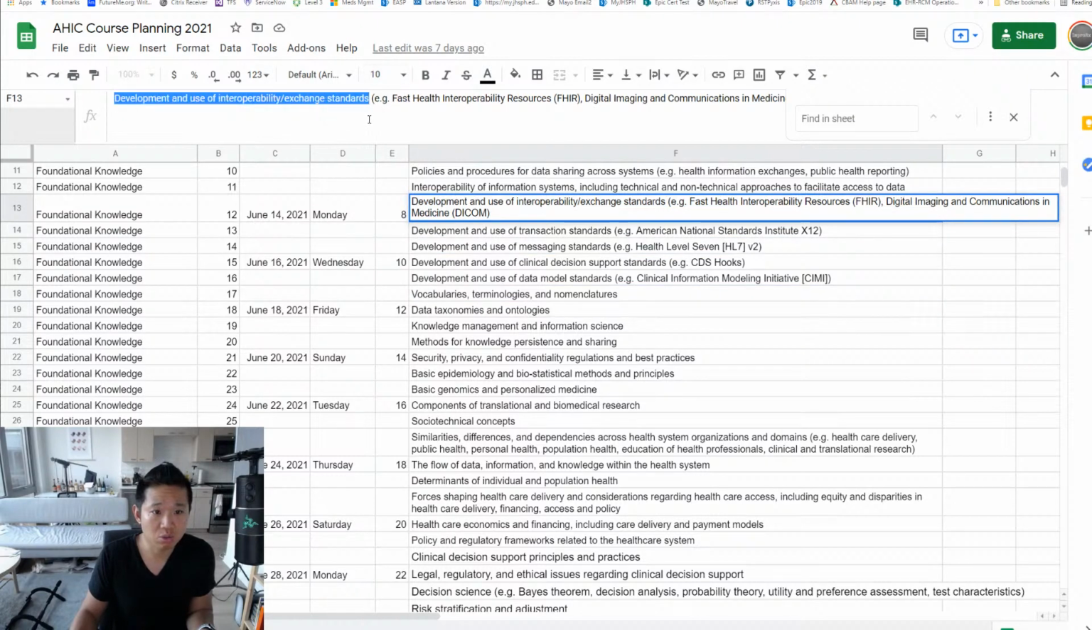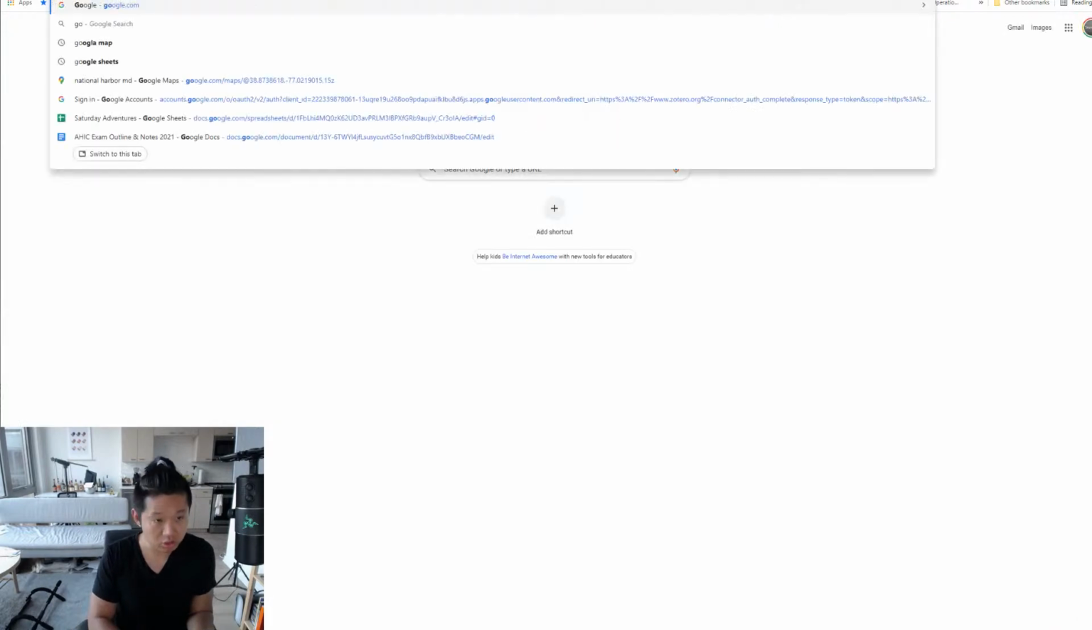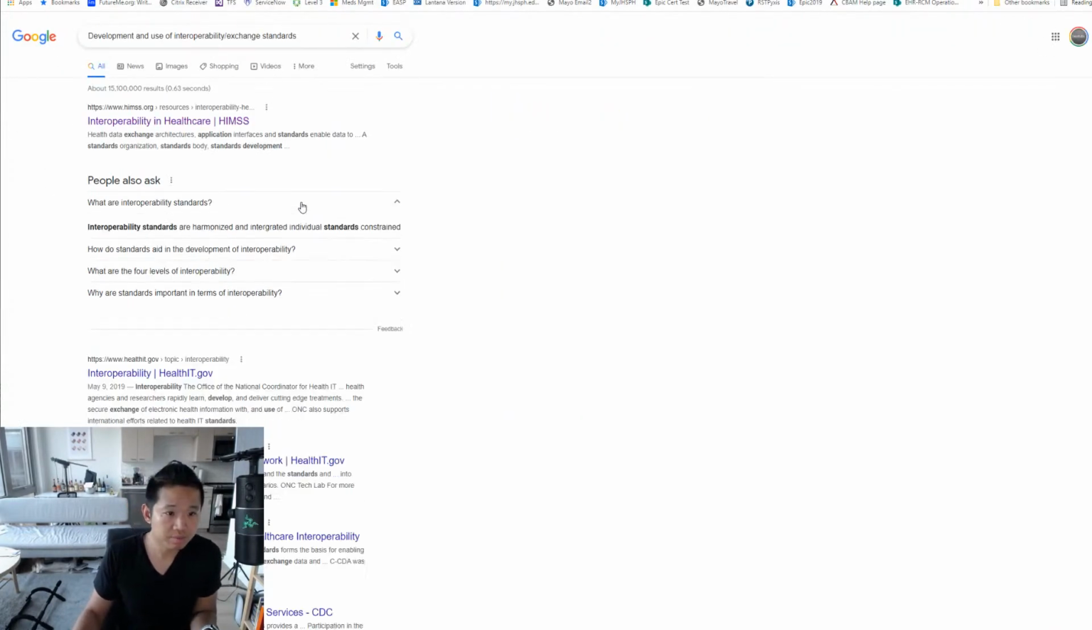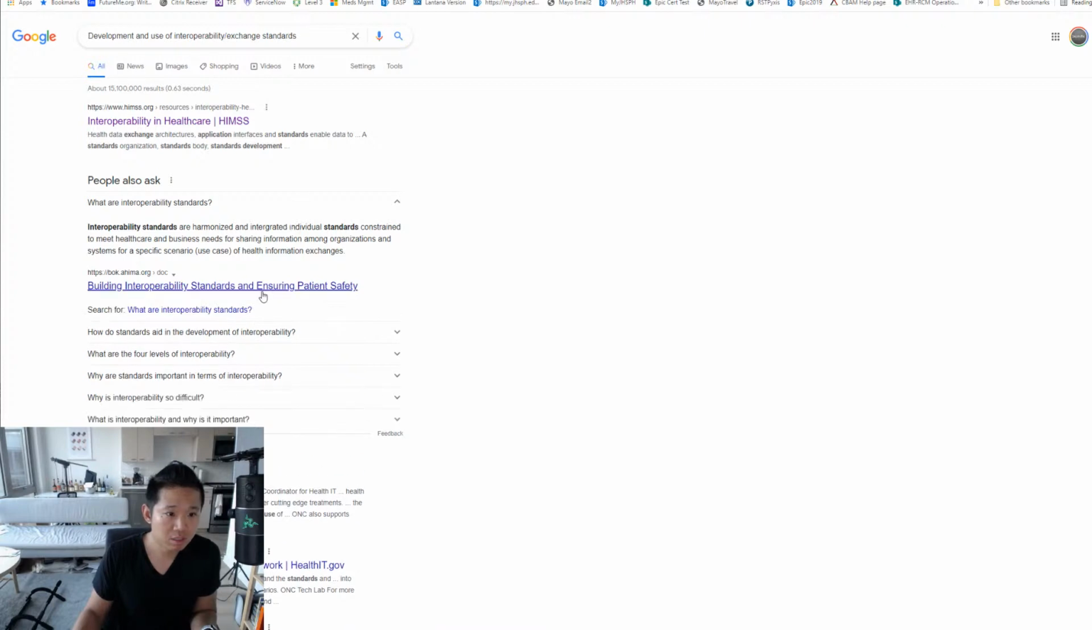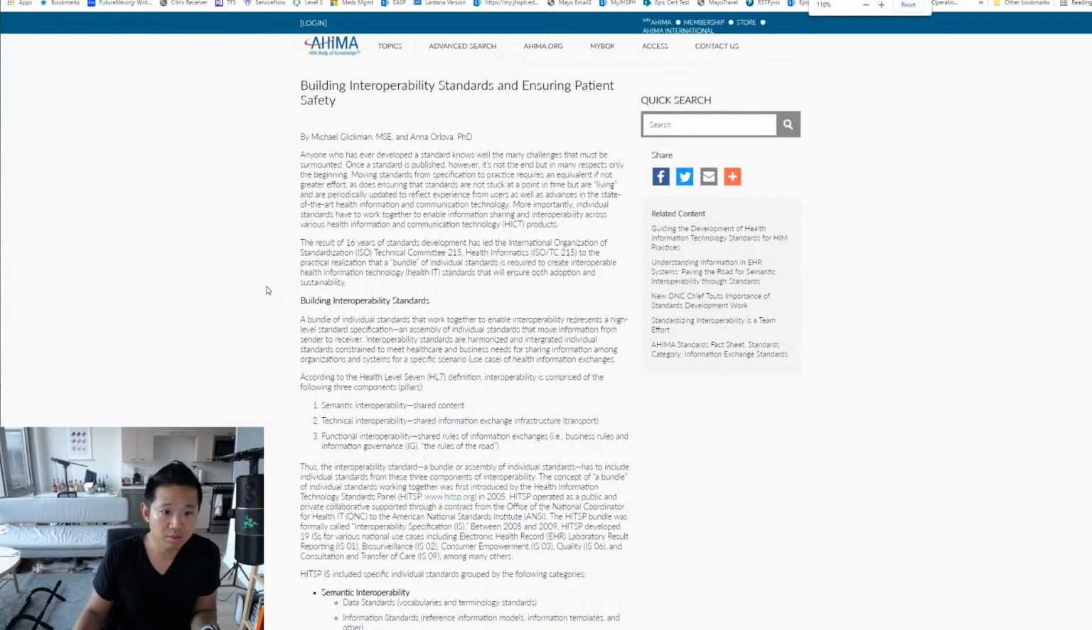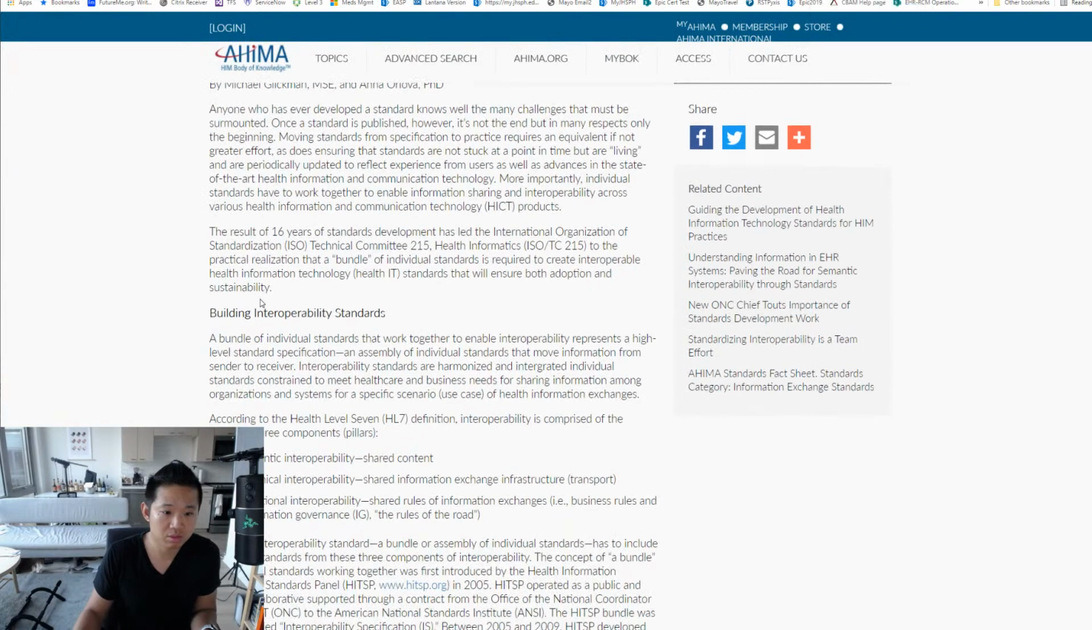Let's do a basic Google search. As always, we'll start with that. See where it leads us. This looks okay. AHIMA, Building Interoperability Standards.